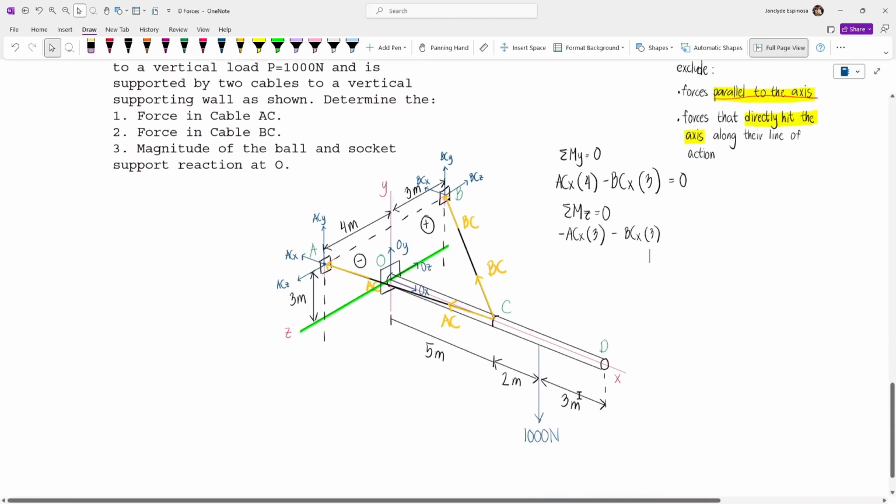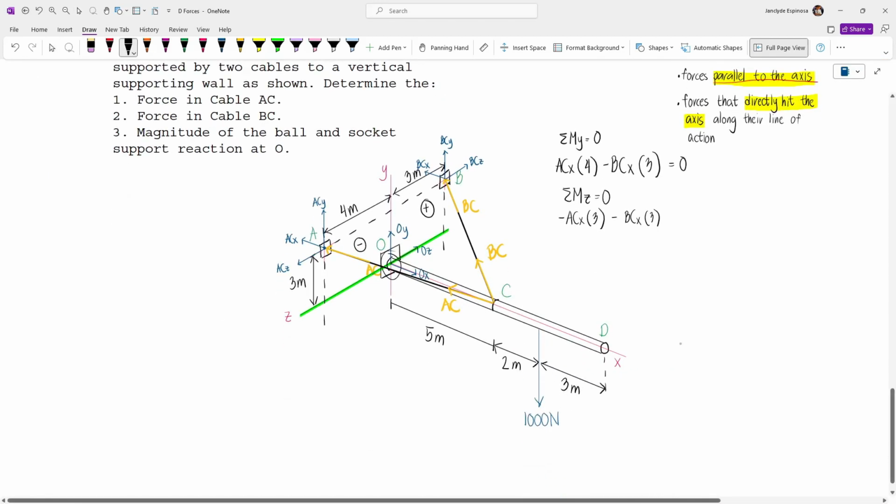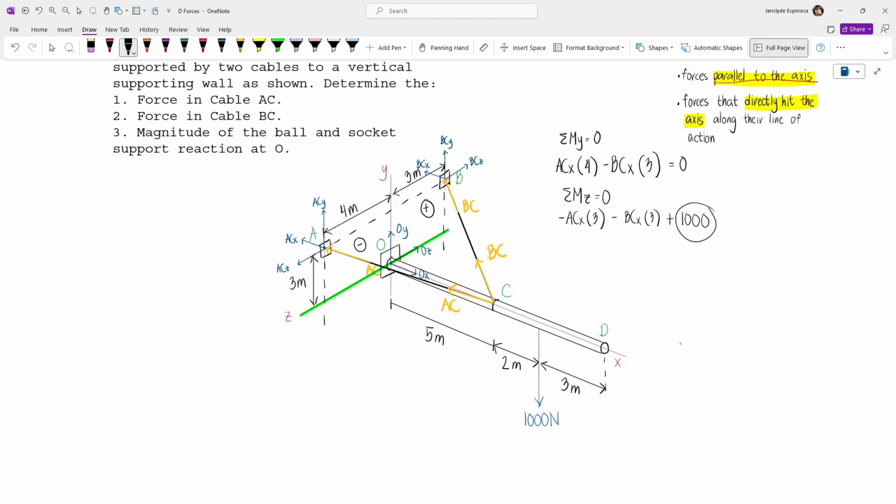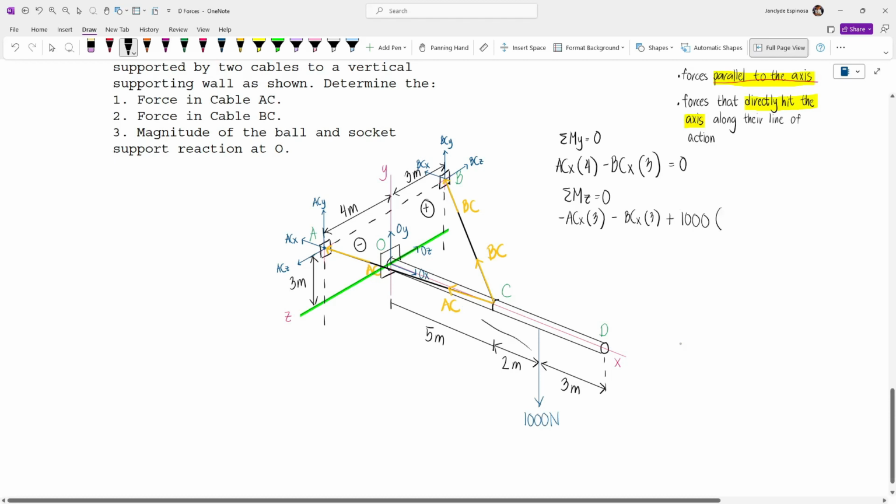And then we're going to look at the external load. About the z-axis, this is going to cause a moment, and our moment arm is this distance, which is 5 meters plus 2 meters. This will cause a clockwise rotation about this axis. So this is plus the load, 1000 newtons, multiplied by the moment arm, which is 7 meters, and this is equal to 0.